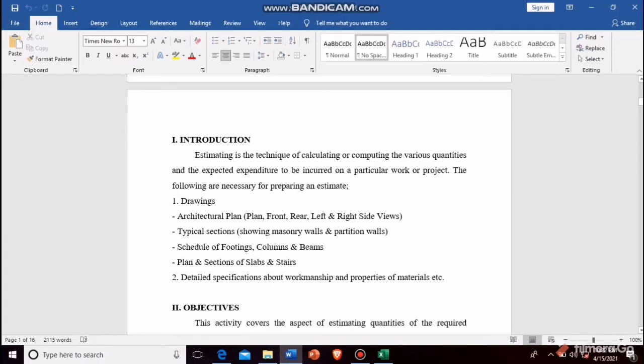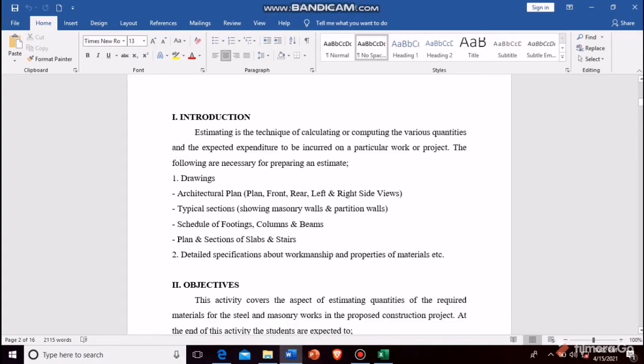Under the drawings are the architectural plan, the plan front, rear, left, and right side views. Typical sections showing masonry walls and partition walls. Schedule of footings, columns, and beams. Plan and sections of slabs and stairs. Then for number 2, detailed specifications about workmanship and properties of materials.